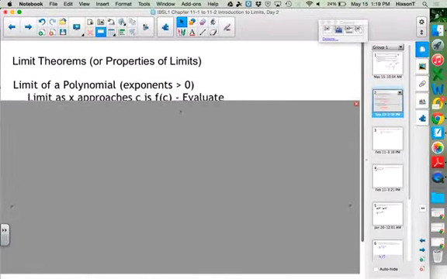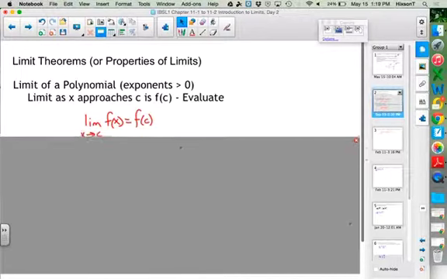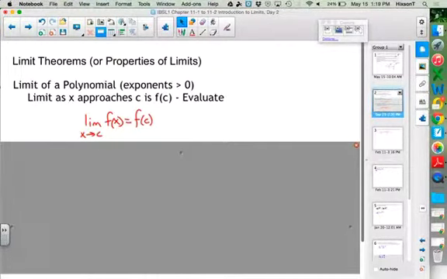But anyways, the limit of a polynomial I already mentioned, but just so you can see the notation here, the limit as x approaches c of f of x, if f is a polynomial, is f of c. You're simply evaluating the function at that point. Okay?